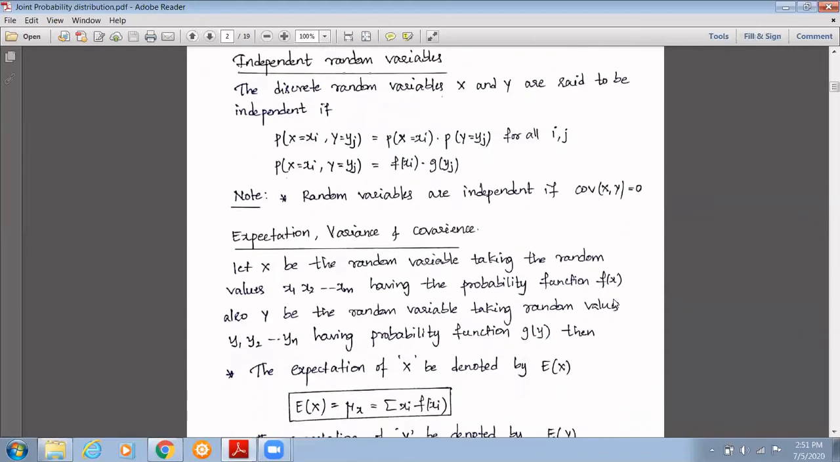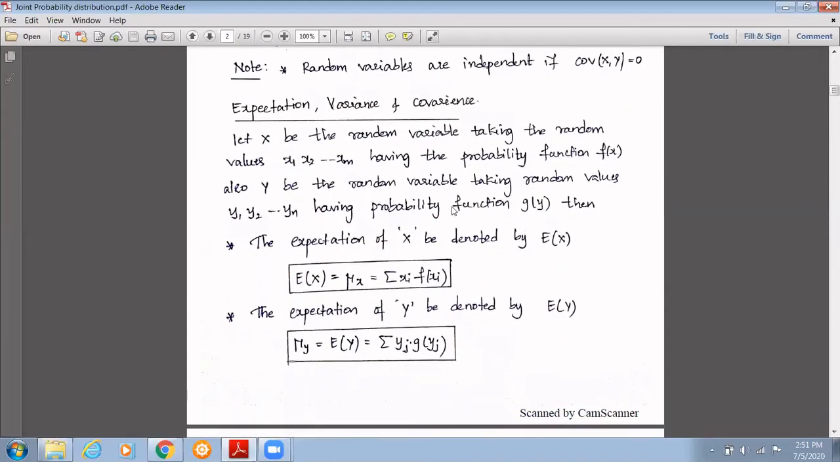Before that, we move to the expectation and variance. Now expectation, variance, and covariance. Now we study one by one. What do we mean by expectation? What do we mean by variance? And what do we mean by the covariance?